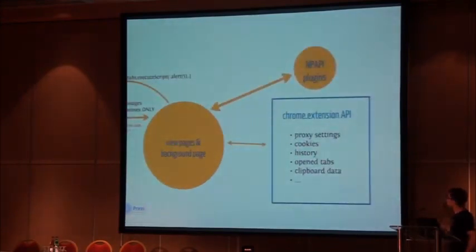View pages and the background page are the only components of Google Chrome extensions which get access to the powerful Chrome extension API. This is the hard stuff of an extension. Using this API, the extension can actually change your proxy settings, monitor your requests, access your history, your cookies, your opened tabs, take screenshots of your websites, access the data that you pasted in the clipboard and such. Also, only view pages and background pages by default can call NPAPI plugins.